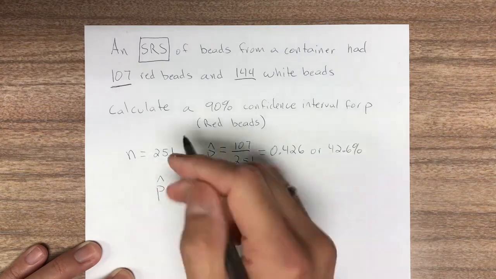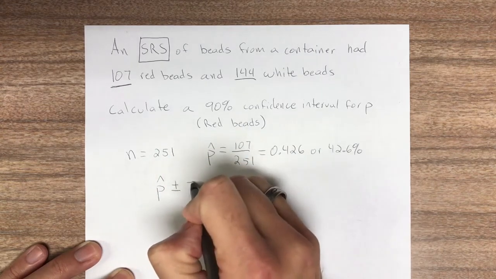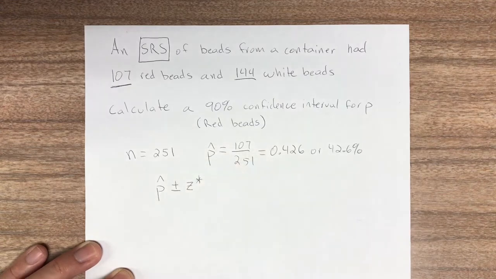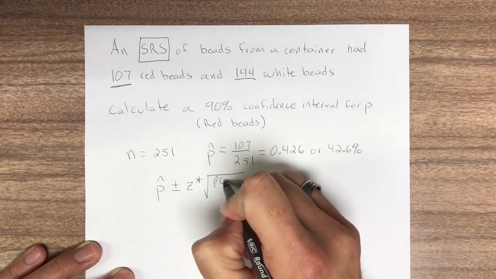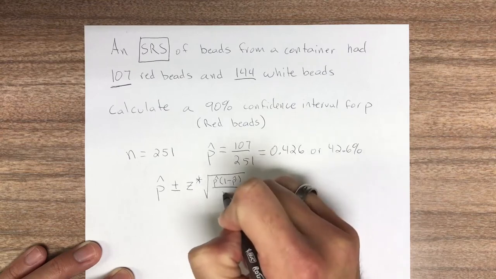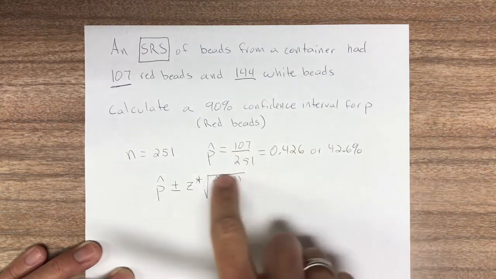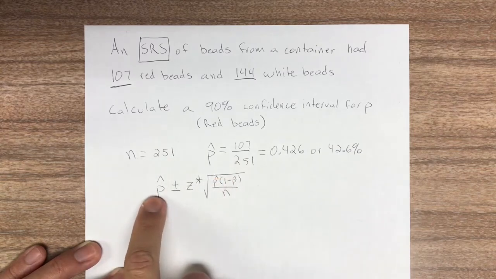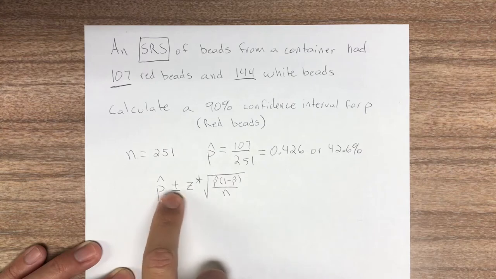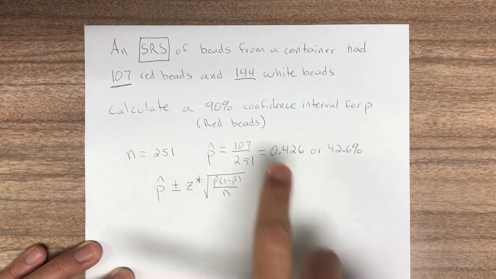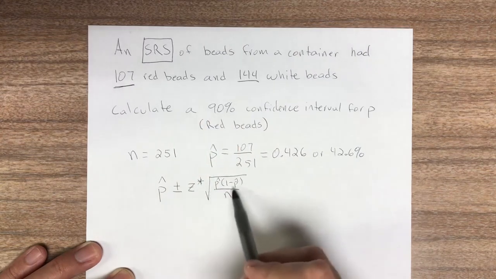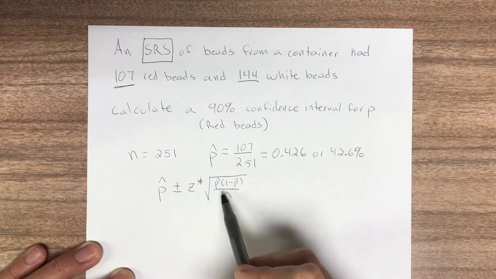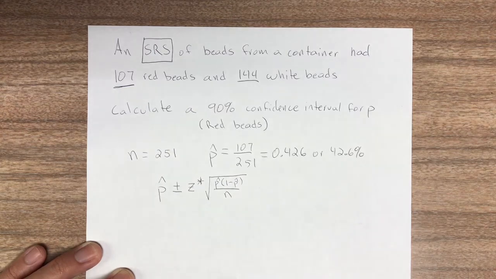So we're going to take that statistic plus or minus the critical value of the confidence interval, and we use C star to represent the critical value, and we're going to multiply by the square root of p hat times 1 minus p hat divided by n. That is your standard deviation of the statistic. So once again, we have our statistic, which is the p hat proportion for the sample, plus or minus the critical value of the confidence level, and we are going to find a 90% confidence level, times the standard deviation of the statistic. So we use p hat times 1 minus p hat divided by n.